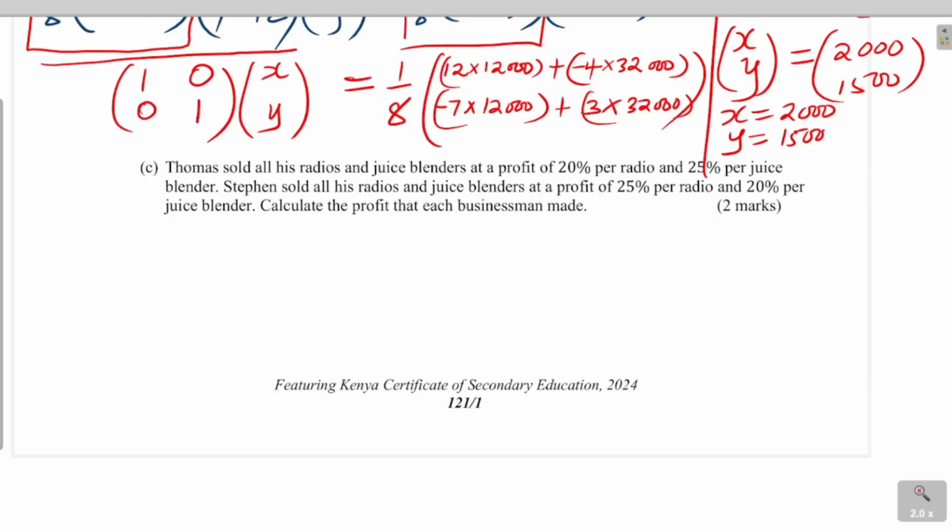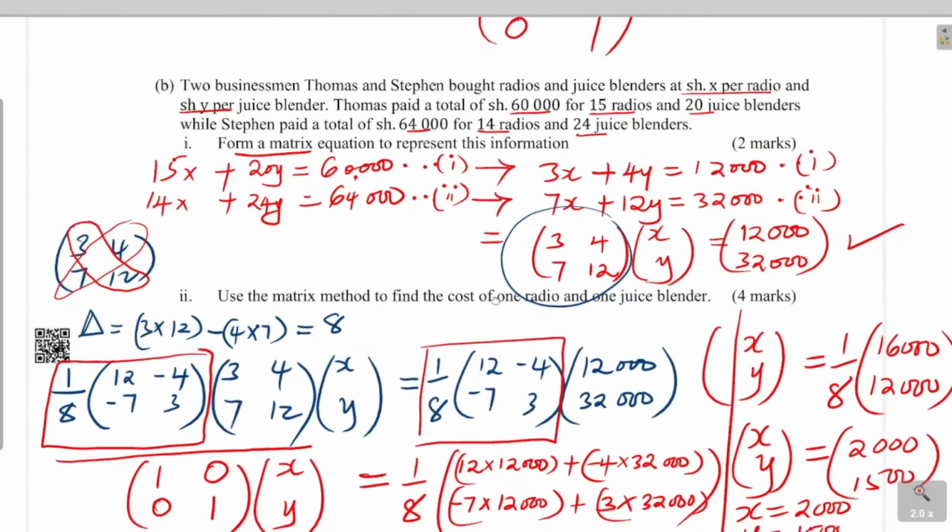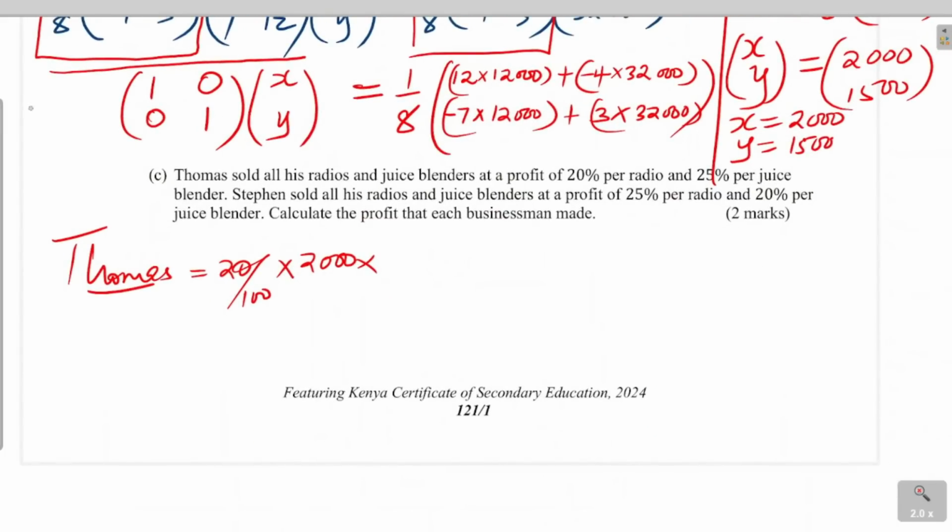Thomas sold all his radios and juice blenders at 20% per radio and 25% per juice blender. So let us get the profit made by Thomas. 20% for each radio, so the profit will be 20 over 100 times the cost of one radio, which is 2,000. How many radios did he buy? We go to the question. The radios are 15, so we multiply that by 15. That is the profit for the radios.